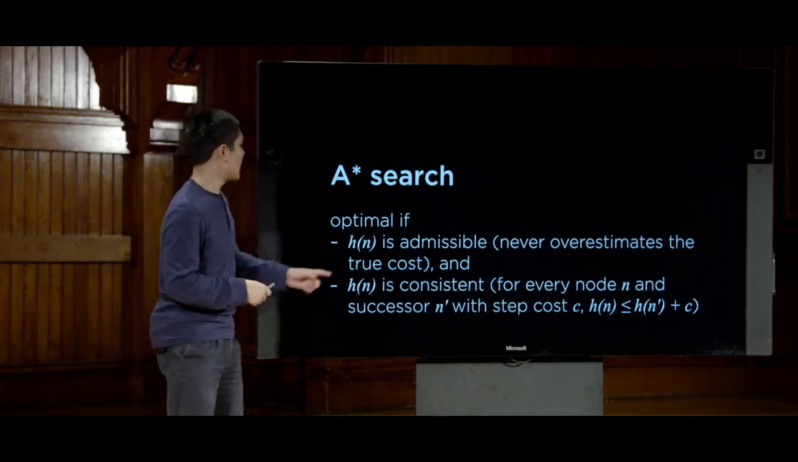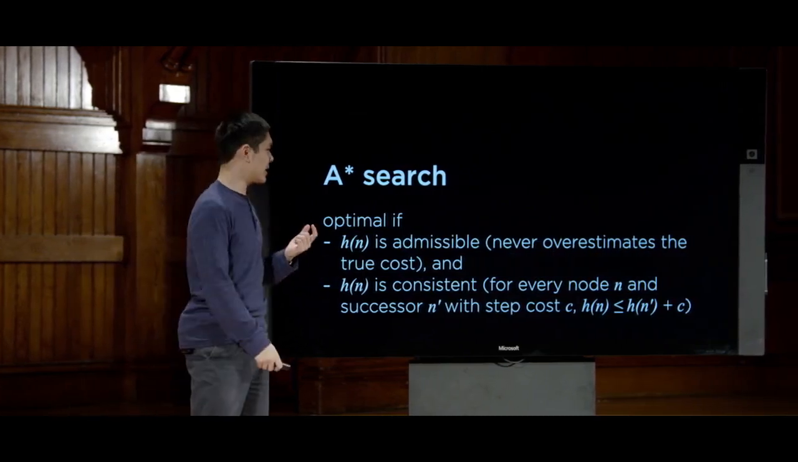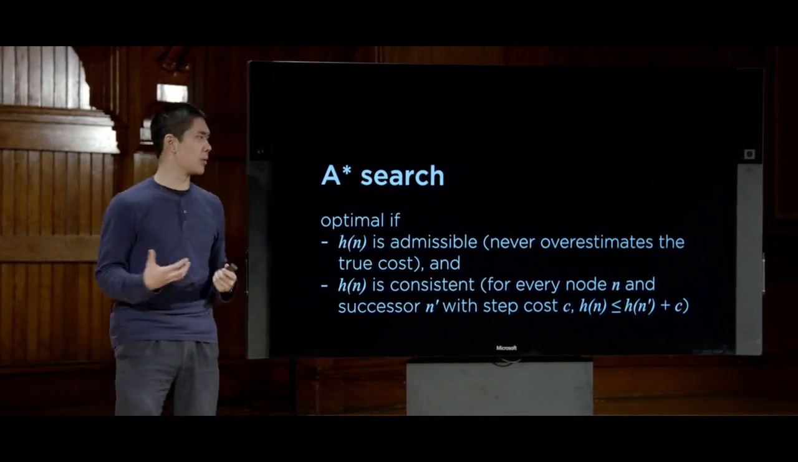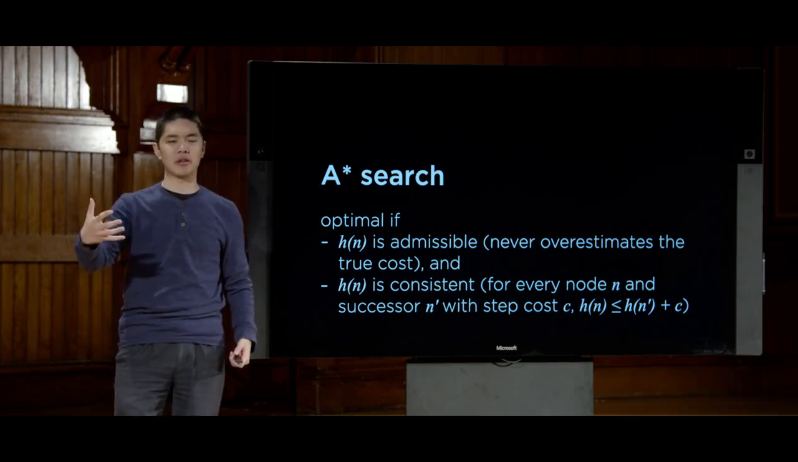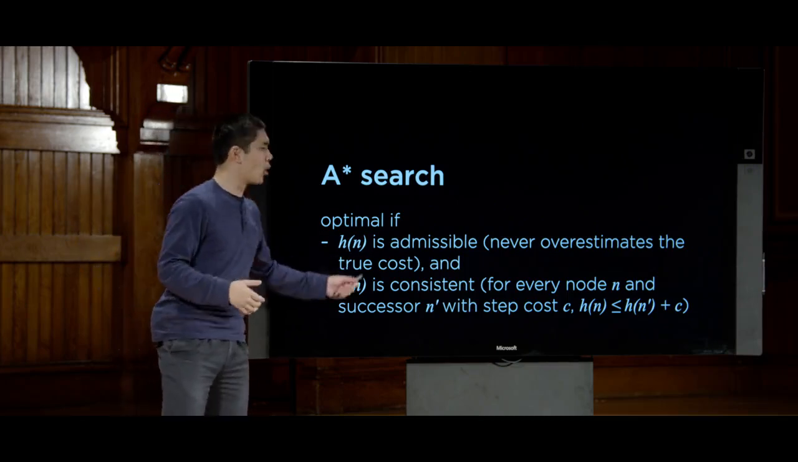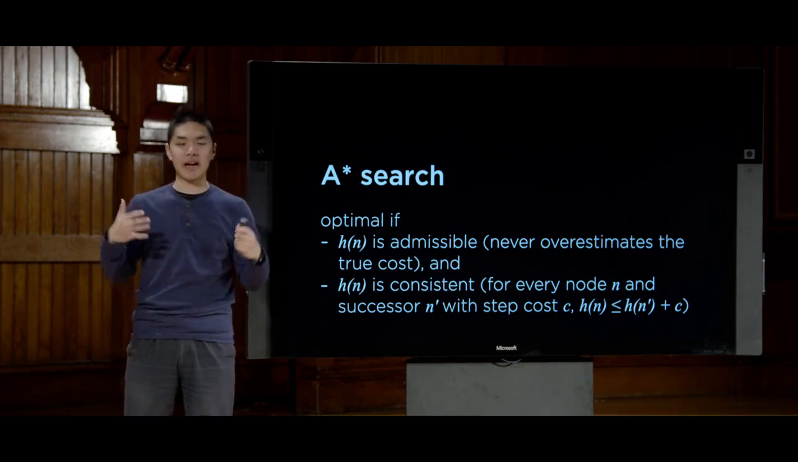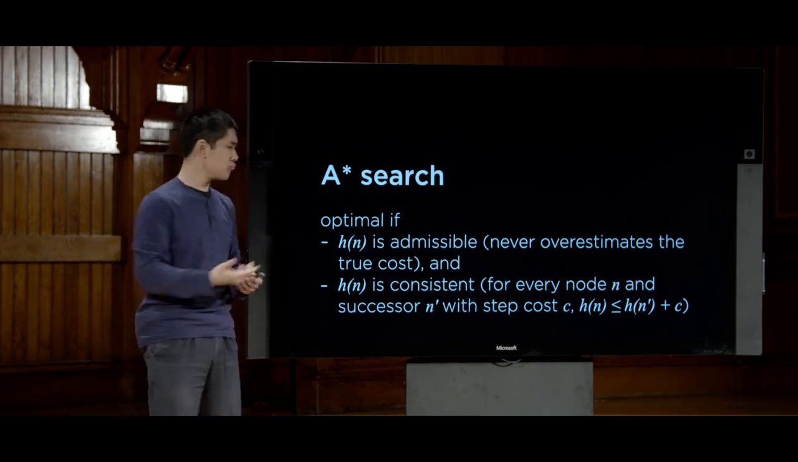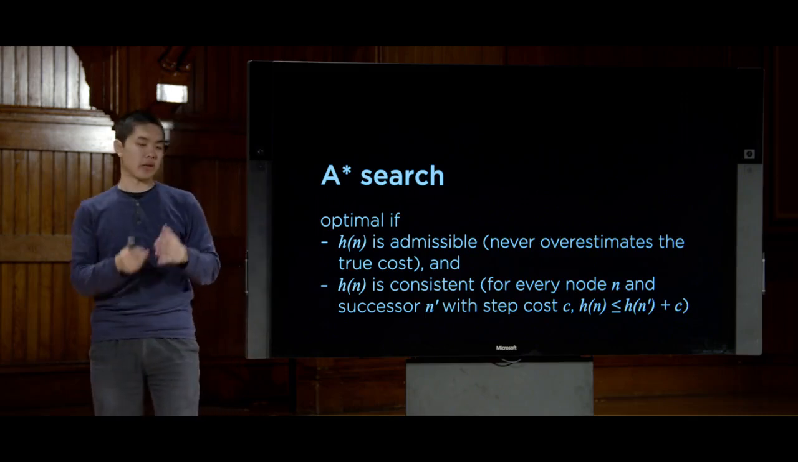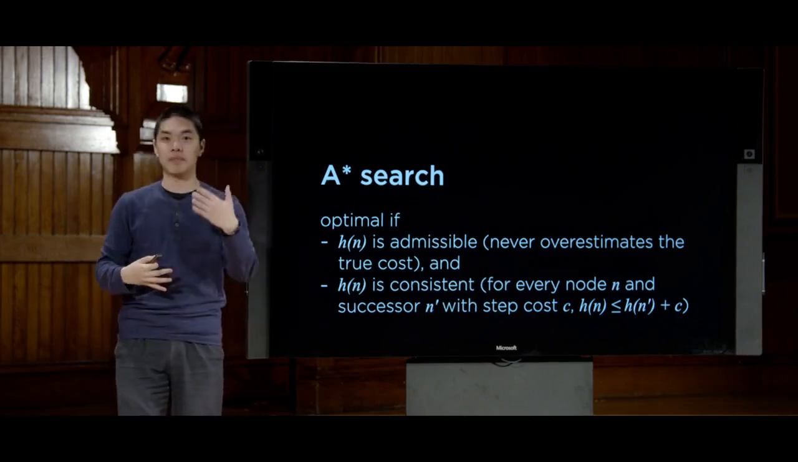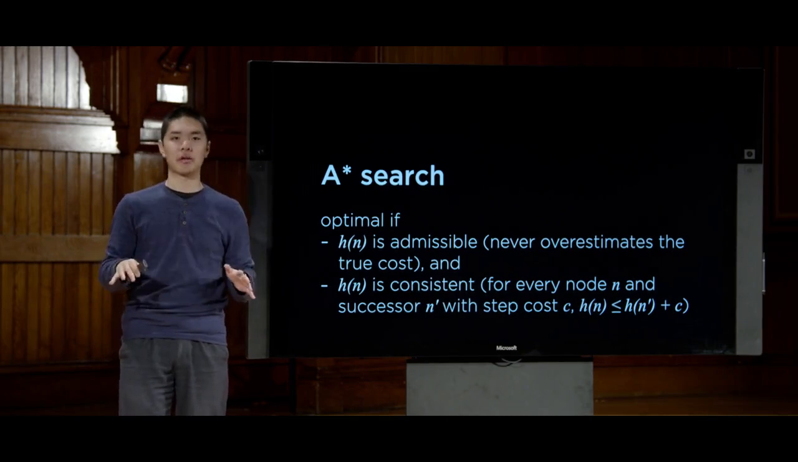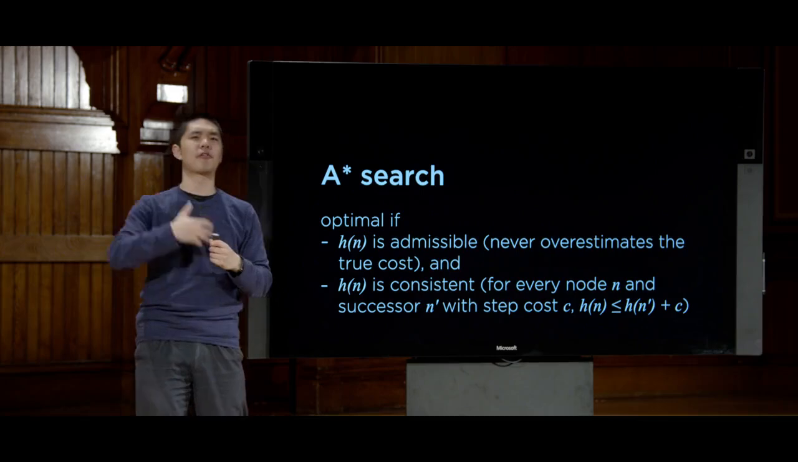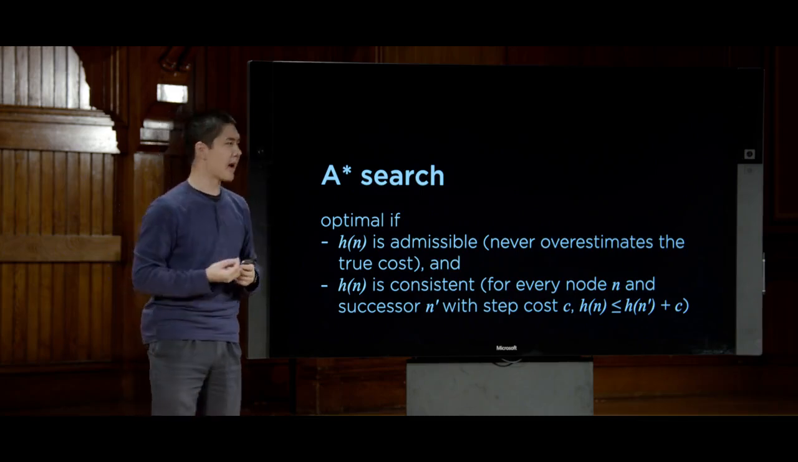So the conditions are h of n, my heuristic, needs to be admissible. What does it mean for a heuristic to be admissible? Well, a heuristic is admissible if it never overestimates the true cost. H of n always needs to either get it exactly right in terms of how far away I am, or it needs to underestimate. So we saw an example from before where the heuristic value was much smaller than the actual cost it would take. That's totally fine. But the heuristic value should never overestimate. It should never think that I'm further away from the goal than I actually am.